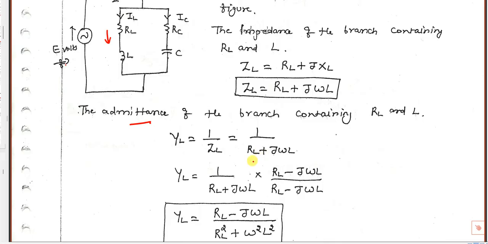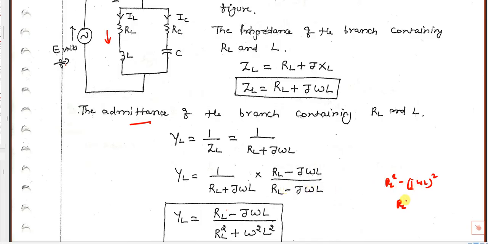In the denominator, plus is there, so we have to multiply with RL minus J omega L in numerator and denominator. So 1 into RL minus J omega L is the same RL minus J omega L. The denominator is in the form of A plus B into A minus B, which is nothing but A square minus B square, that is RL square minus J omega L whole square.